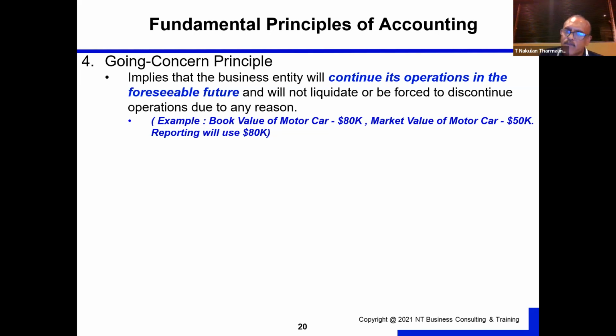Okay, so for this case, the going concern, you will always be reporting it at the book value, not the net realizable value, unless you are deemed to be not a going concern, you're going to liquidate your business, then everything needs to be reflected at net realizable value.